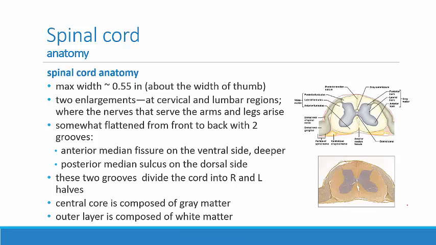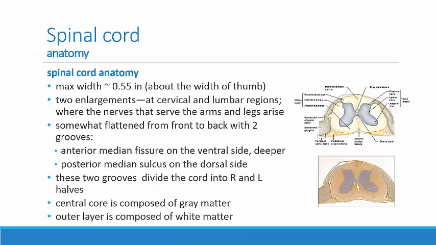Looking again at a little bit of the anatomy of the spinal cord, the maximum width is a little bit more than half an inch. And there are 2 enlargements along the length of the spinal cord: an enlargement at the cervical area and an enlargement at the lumbar region. They're enlarged because there are a lot of nerves heading out to innervate the arms, coming from the cervical enlargement, and also coming out to serve the legs, from the lumbar enlargement.